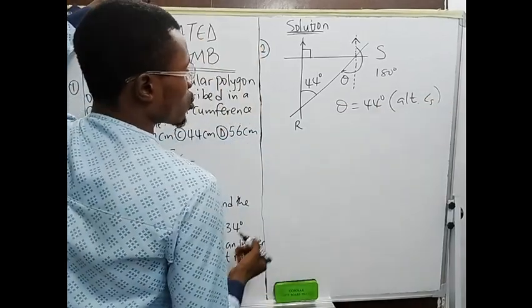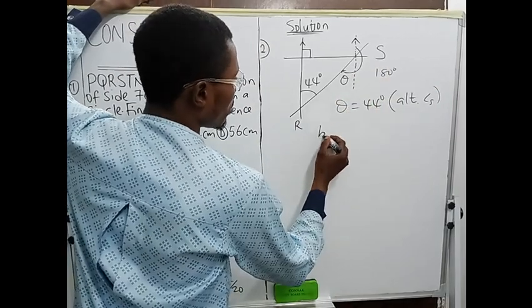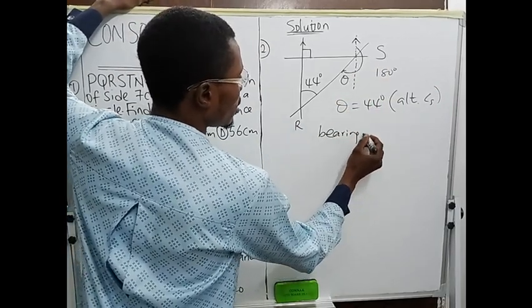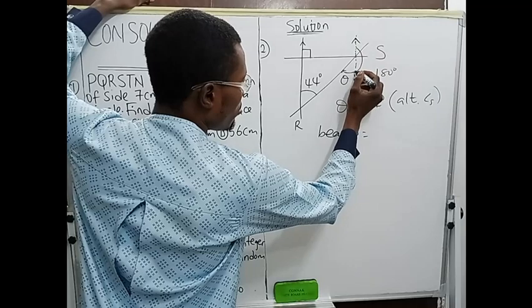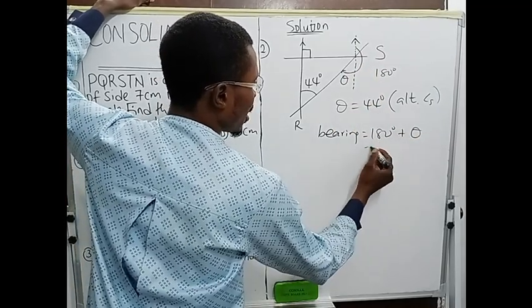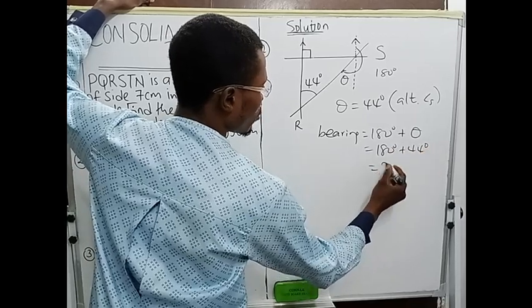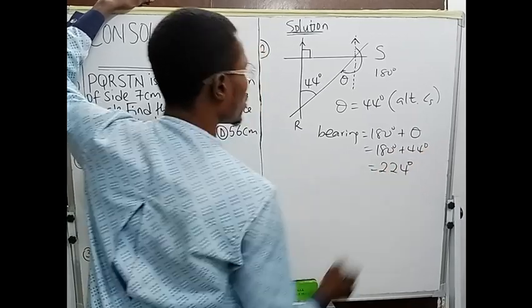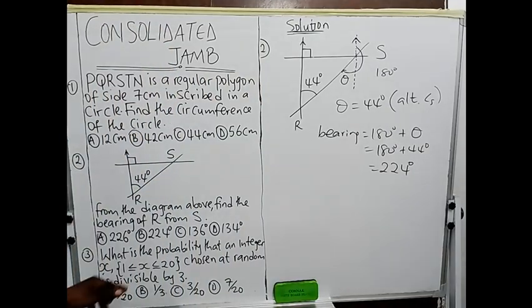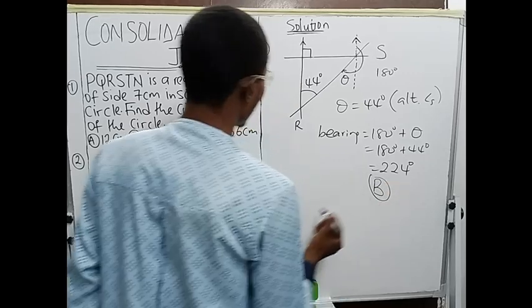So therefore, the bearing of R from S is given by 180 plus theta. 180 degrees plus 44 degrees, and that will be 224 degrees. This is given by option B. Option B gives the correct answer to number 2.